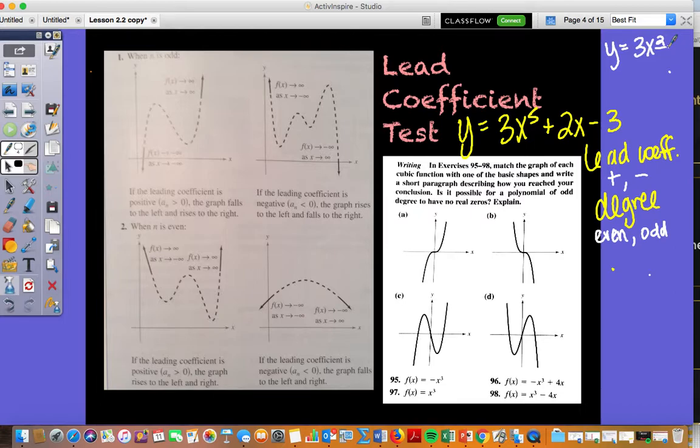Does that make sense? Is the lead coefficient positive or negative? It's positive. So therefore, it will rise to the left, and it will rise to the right. Okay? Does that make sense? Okay? So let's look at an example.